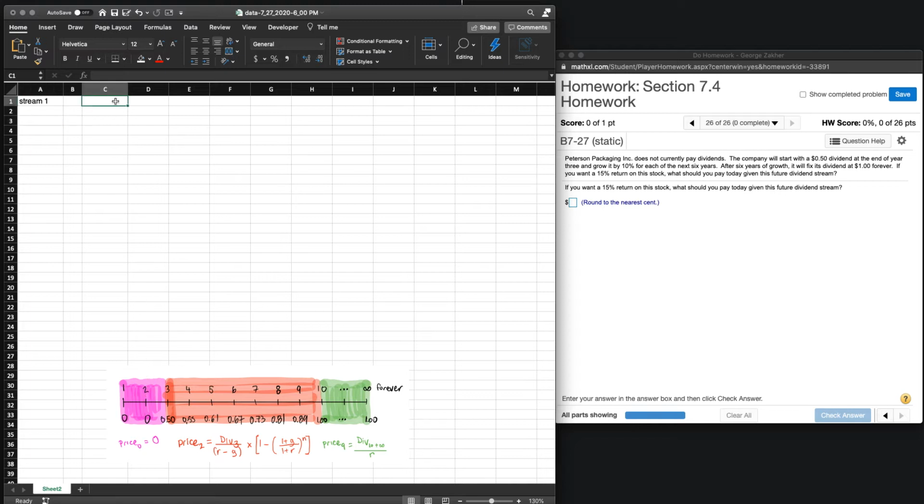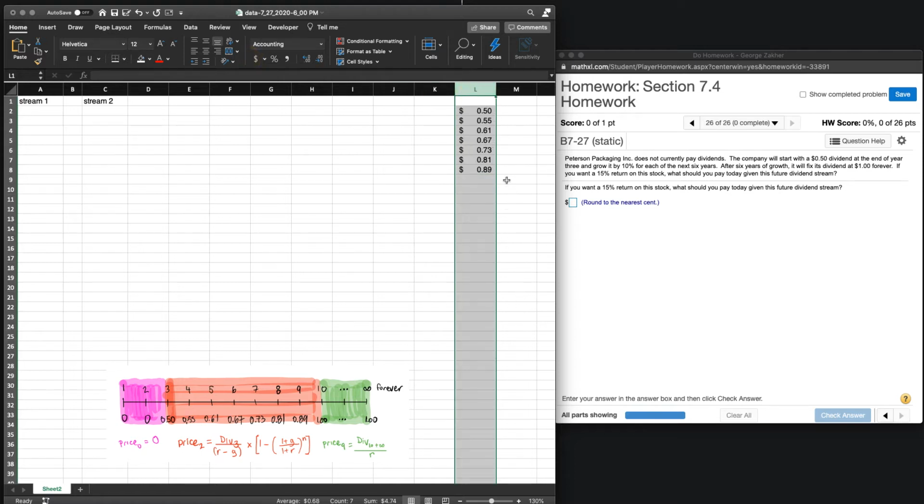Now, if we take a look at stream 2, that's the orange area here, where we start to see dividends. We're starting at 50 cents, and we have a 10% increase for the next 6 years. So in terms of how we got that, just to see that calculation, we start at 50 cents, and we're basically going to add that 10%, or multiply by 1.1, and we're going to do that for the next 6 years, just so we know where those numbers came from.